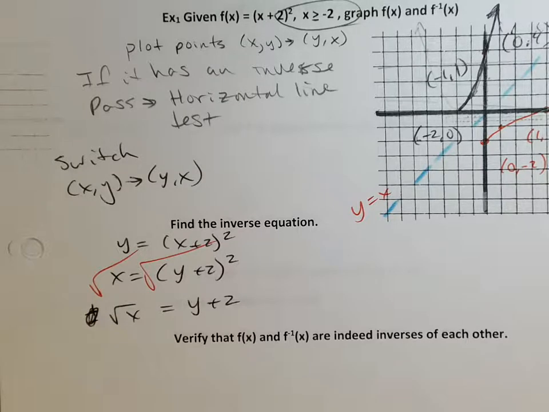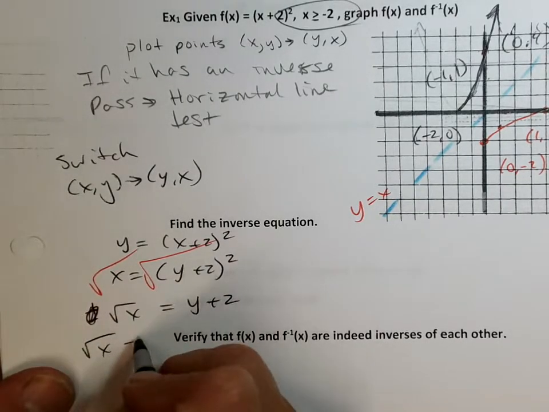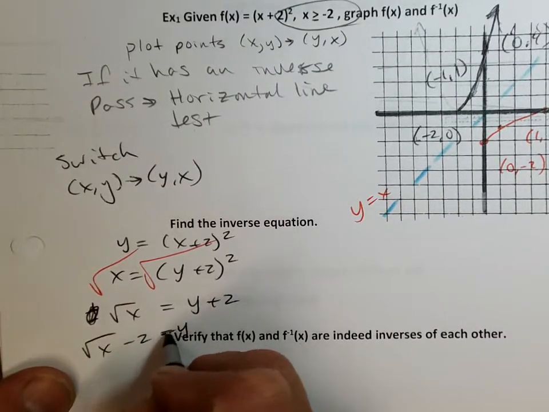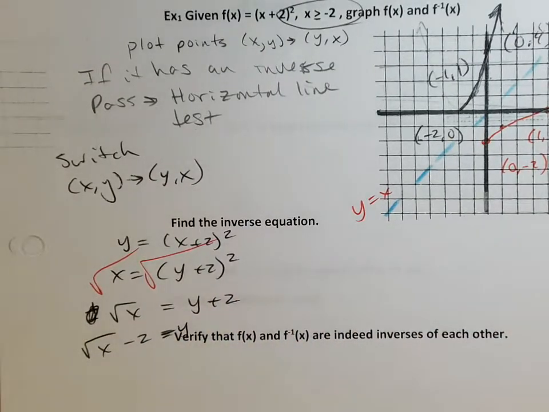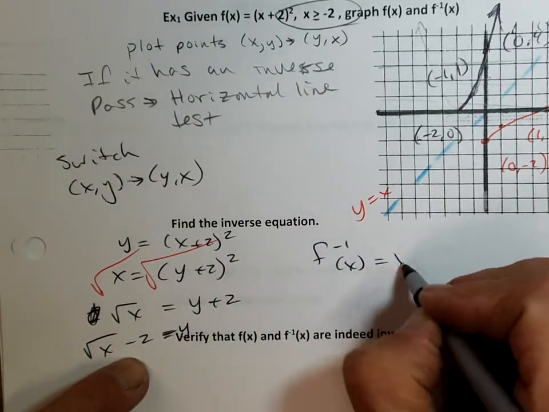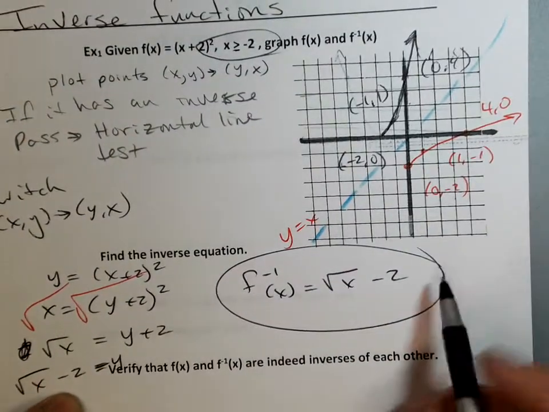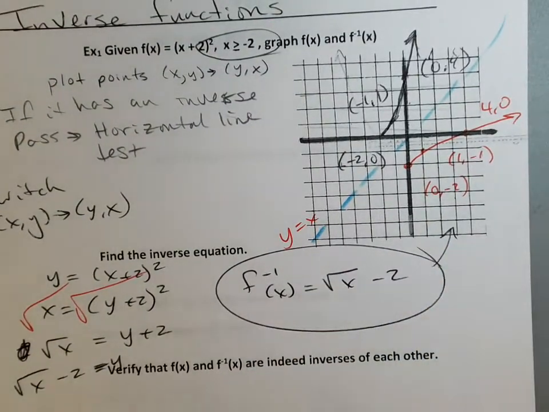And then finally bring over the subtract 2, and I'd have the square root of x minus 2 equals y. If we had the plus or minus, that's when we picked up the bottom half. It would be the negative part of that. So then our inverse equation would look like this: f inverse of x is equal to the square root of x minus 2. And that is indeed that graph right up there.